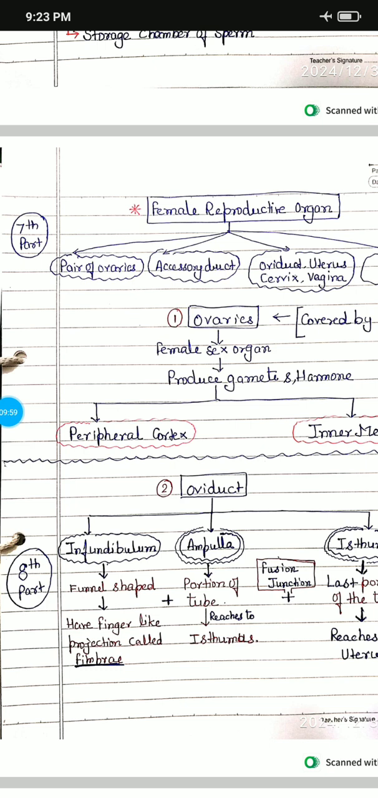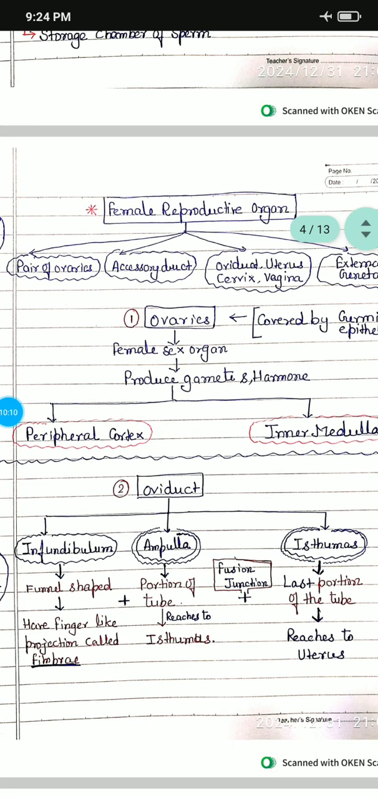When the ovary releases the ovum, it is caught by the finger-like projections and transferred to the funnel shape. The next portion is the ampulla, a portion of the tube that sends the ovum to the isthmus. Between the ampulla and isthmus there is a junction where the ovum waits for the sperm. This junction is called the fusion junction. The isthmus is the last portion of the tube, because after the isthmus it reaches the uterus.